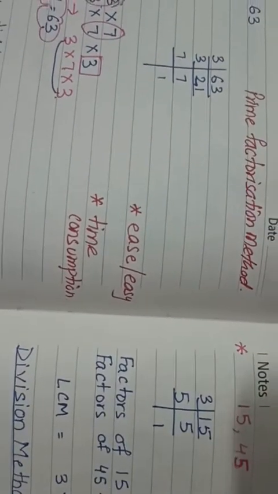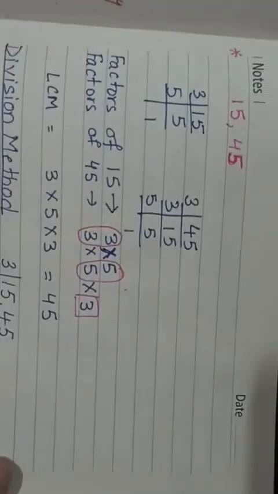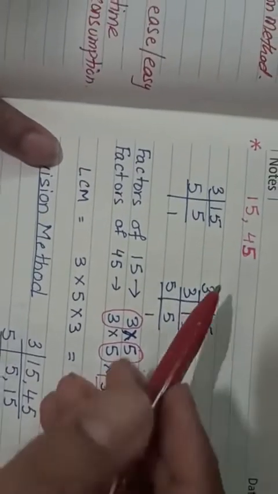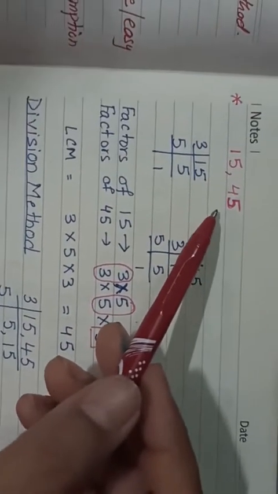I am taking one more example for finding LCM, that is 15 and 45. It has again been taken from your book only.